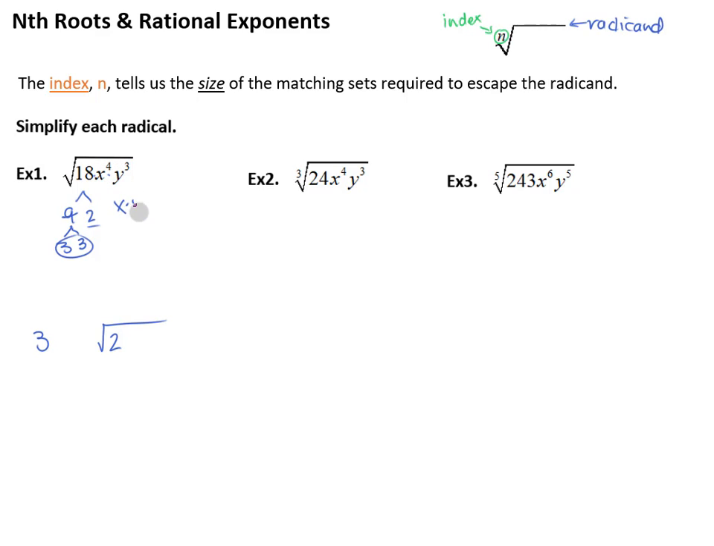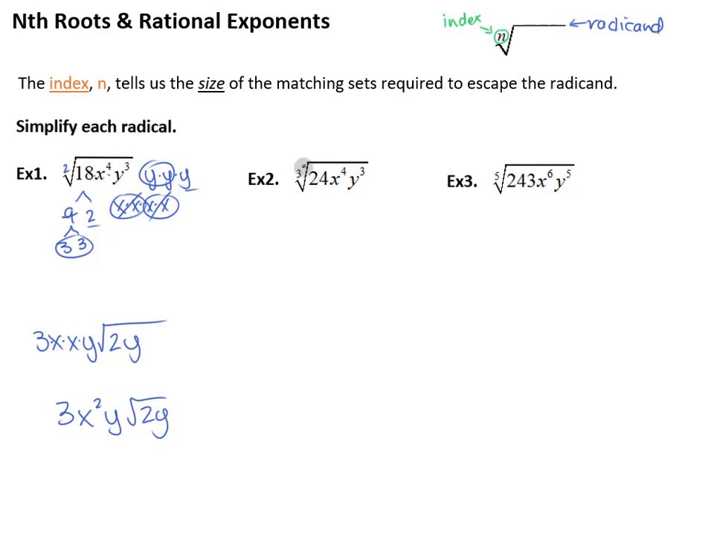X to the 4th here means I have 4 x's. And again, because it's the square root, we're looking for sets of 2. So I get to take 2 x's out, which will become, of course, x squared. And there would be no x's left over. Okay, and then for y to the 3rd, we've got 3 y's. So we get to take 1 y out from that pair, but our 1 left over stays inside with 2. So simplifying this a little bit, we'd get 3x squared y times the square root of 2y.